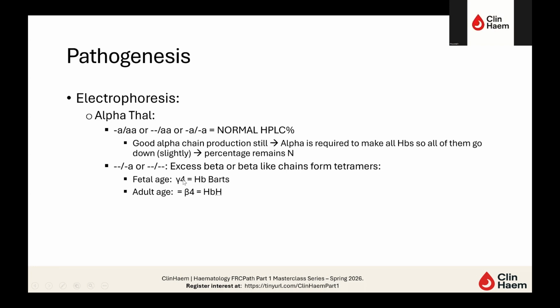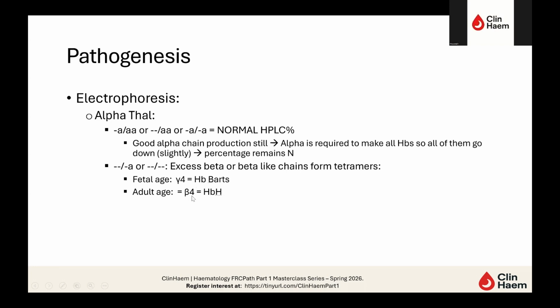as gamma production slows down and beta takes over, and still the beta hasn't got any alpha to bind. So the beta this time would be in excess, and a beta 4 tetramer is called HbH, H for human or whatever. So basically it's the same problem in different stages. In the fetal age and up to 3 to 6 months, they will have lots of gamma 4 tetramers, which is hemoglobin Barts, and beta 4 tetramers when they are above 6 months of age, predominantly.